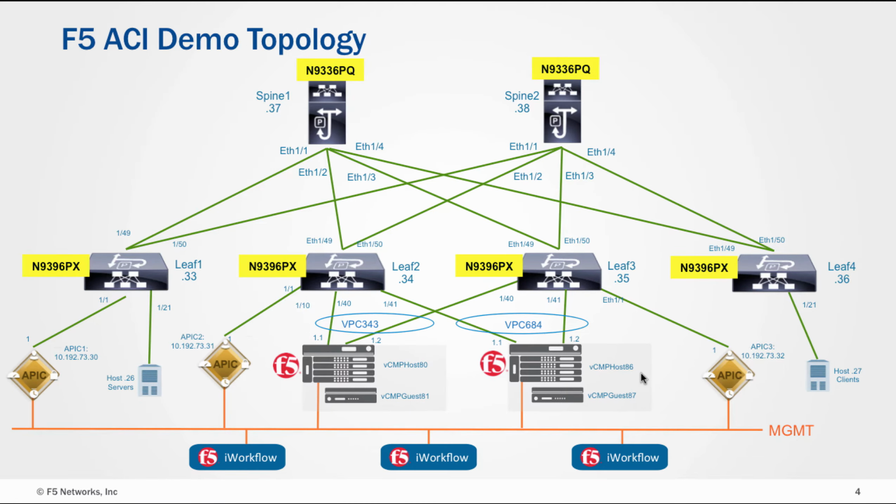Here is the demo topology. We have an ACI fabric with 2 spines and 4 leaves. A pair of BIG-IP VIPRION chassis connect via vPC to ACI fabric leaf 2 and leaf 3. vCMP guests are used in this demo. A cluster of 3 iWorkflow virtual appliances are connected to F5 BIG-IP and Cisco ACI through the out-of-band management network. Notice that iWorkflow is not part of the data path. Traffic will be generated from clients in host .27 on leaf 4 to servers in host .26 on leaf 1.